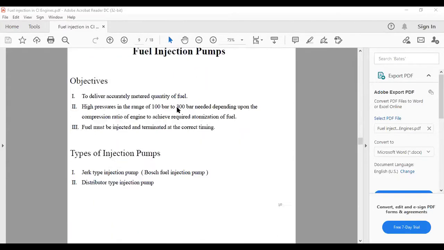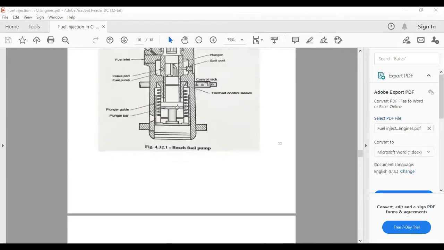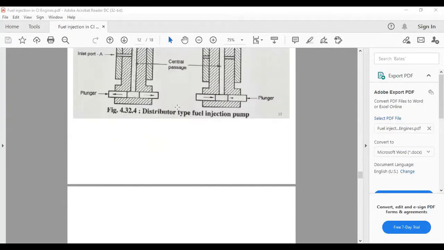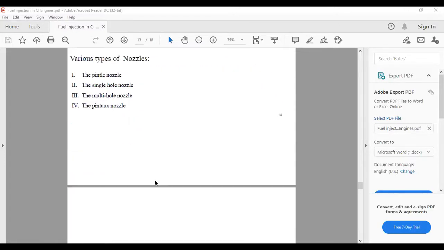So what is a nozzle? This is not in our syllabus, but this is a Bosch fuel injection pump. This is a distributor type fuel pump. Nozzle is a part of the injector through which the fuel is injected into the combustion chamber. And there are types of nozzles: pintle nozzle, single hole nozzle, multi-hole nozzle, Pintaux nozzle. These are the various types of nozzle.